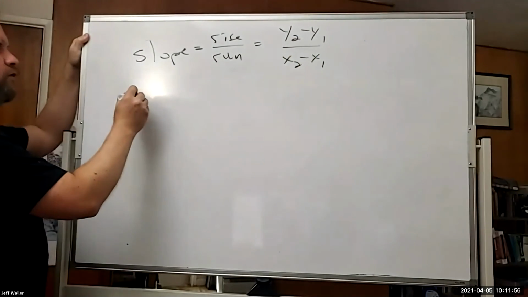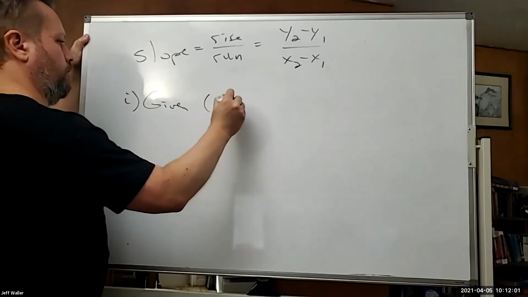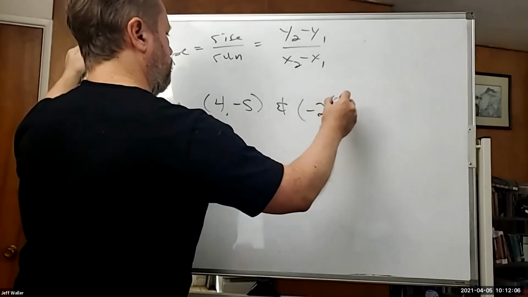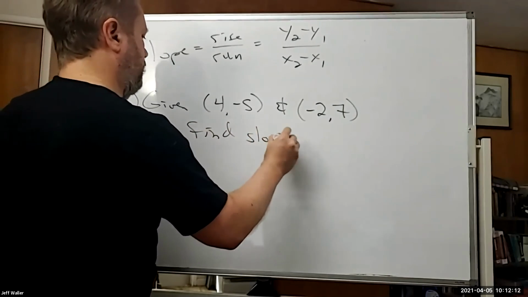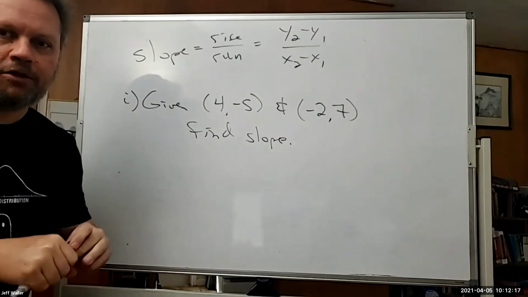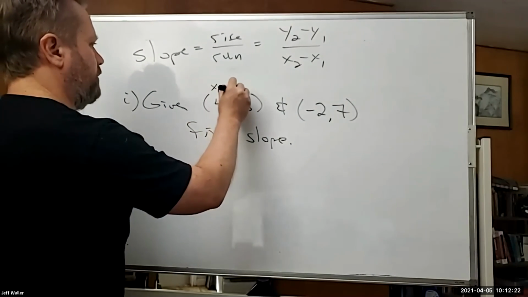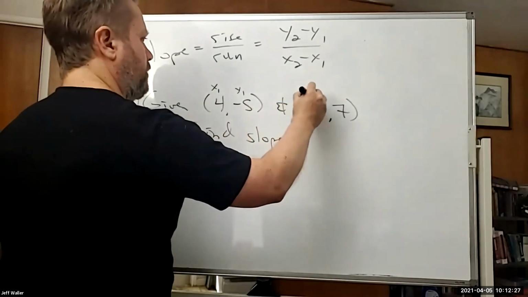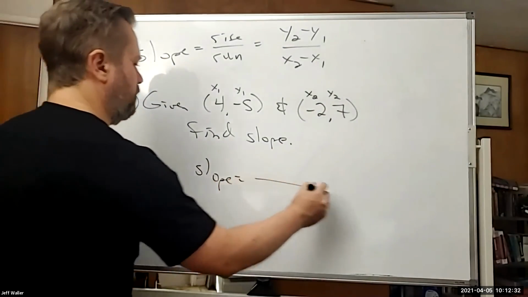All right, so if I just give you 2 points, find the slope between those 2 points. So how do I do this? Well, until you get comfortable, you pick one. Let me call this one x1, y1. Is that cool? That's the first point. So I'm going to call this x2, y2. So now I'm just going to plug all that stuff into my equation.